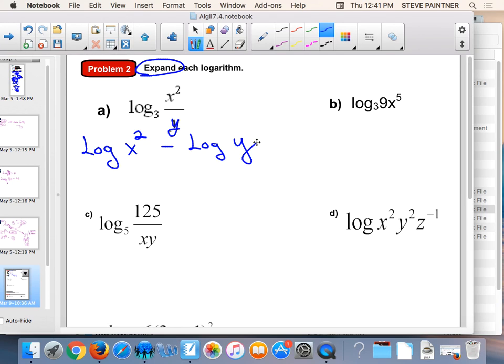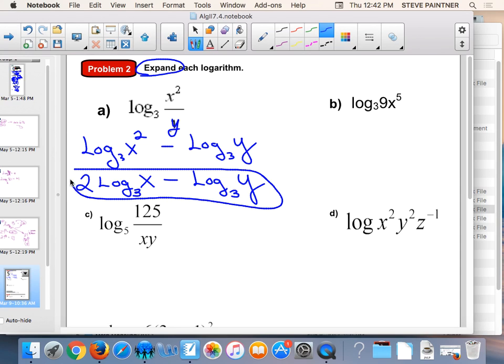But Jessica is saying, wouldn't it be 2 in front? And she's right, because now she's applying this power property. She's putting the exponent in front, and she's going 2 times log of x minus what? You still need your base. Yeah, I forgot my base. I'll put it in there. Log of y, and base is what? 3. Sorry, I forgot my base. And there it is.